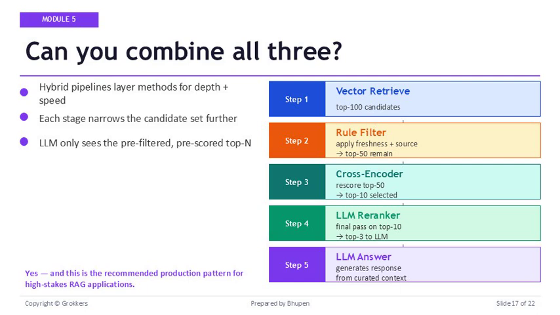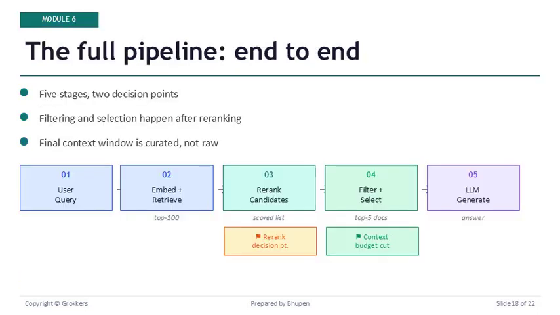Now let's zoom out and see how this fits into the complete end-to-end pipeline. Here's the full picture, and I want you to see how beautifully everything connects. 5 stages. Stage 1, the user asks a question. Simple. Stage 2, we embed the query and retrieve the top 100 candidates. Wide net, fast execution. Stage 3, the Reranker scores and reorders those candidates.